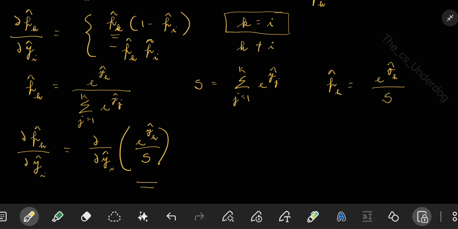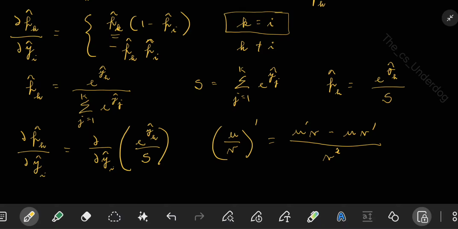So this is in quotient form. What you have to do is apply the quotient rule. It says, if you want to find a particular derivative in quotient form, let us say u by v, and you want to take the derivative, it will be u dash into v minus u into v dash, whole divided by v square. So this is the quotient rule.